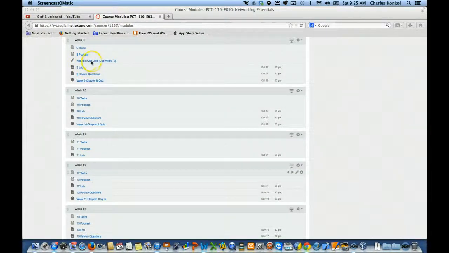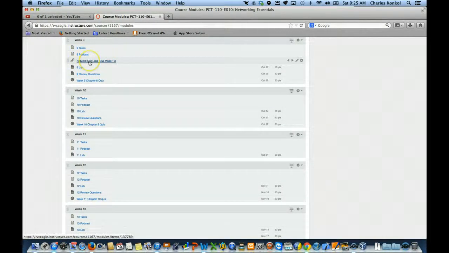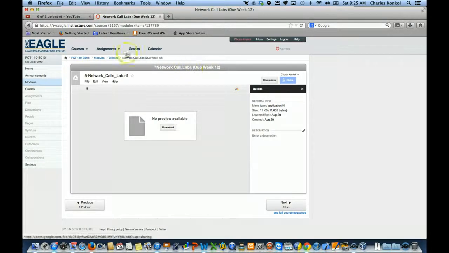Okay, I wanted to go over the network calls lab that's due in week 12, and also next week's agenda since we're having our job fair on campus. So I'll go over the week 9 network calls lab due week 12. It'll come up to this page here.